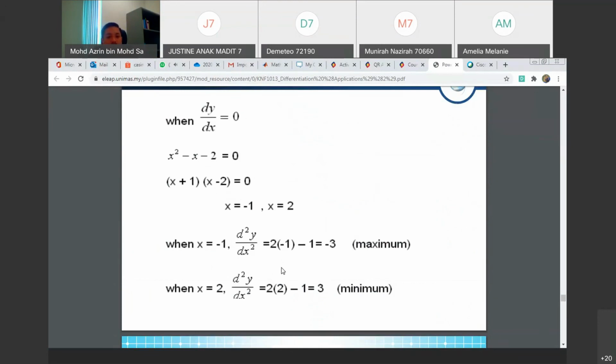For this is value for y, bukan value of x, because you dapat x. This is to find the value of d2y over dx2. So y is maximum and y is minimum when you get the negative value is maximum and minimum is positive.